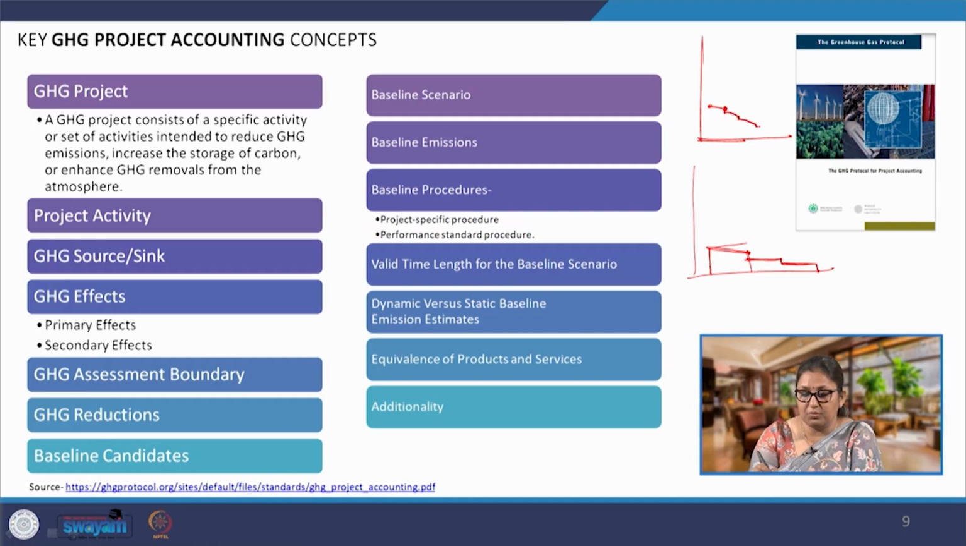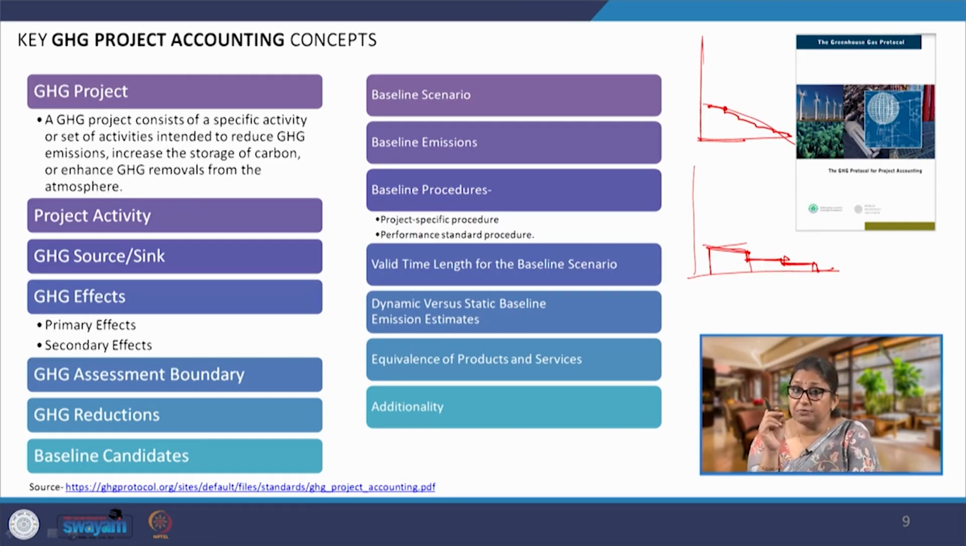So, it almost becomes linear. That is what we are talking about. It almost becomes linear, and here it distinctly becomes a stepped thing. So, we have to see, depending upon the project and the activities that we are undertaking, which kind of baseline is more relevant and useful.